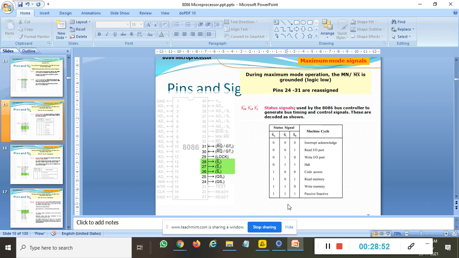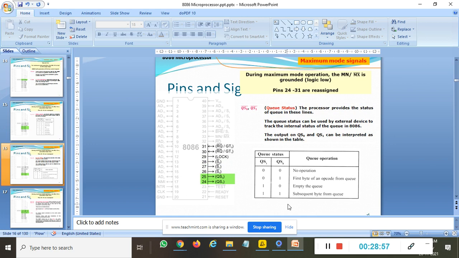Okay. And another signal of maximum mode is QS0 and QS1, and this is the Q status signal. These are the Q status signals, meaning the status of the Q. In 8086 there is a 6 byte Q, and it is identified with the Q status.